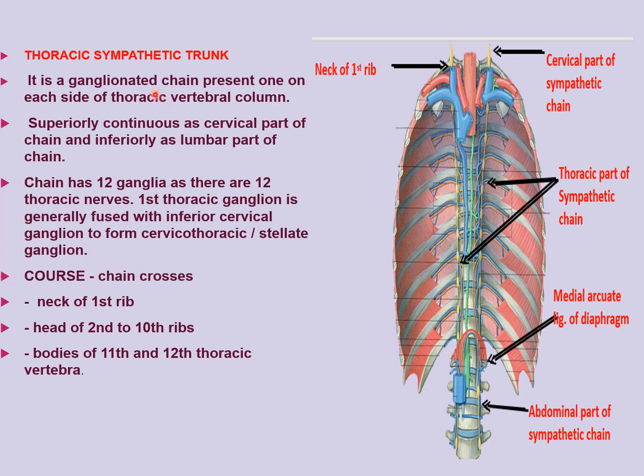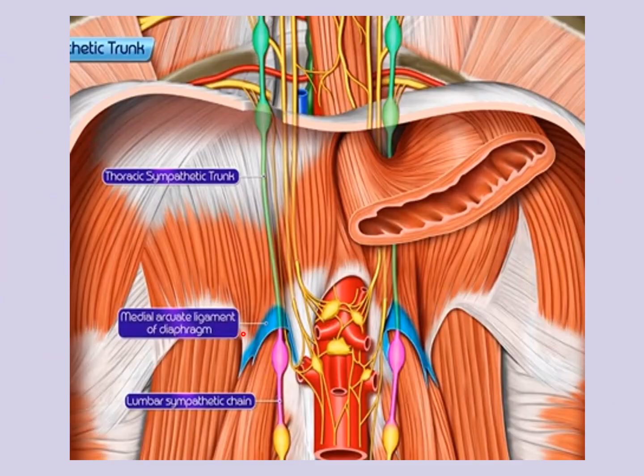Now coming to the course of the thoracic part of the sympathetic trunk or chain, it crosses the neck of the first rib, as you can see in this diagram. So it crosses the neck of the first rib, the heads of the second to 10th ribs, and the bodies of the 11th and 12th thoracic vertebrae. Then it enters the abdomen by piercing the medial arcuate ligament of the diaphragm and continues as the lumbar sympathetic chain.